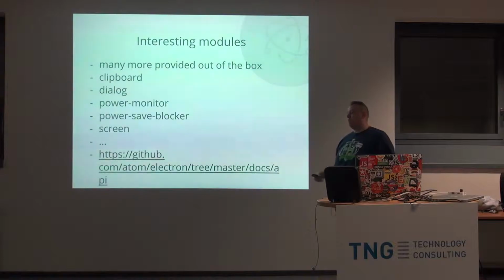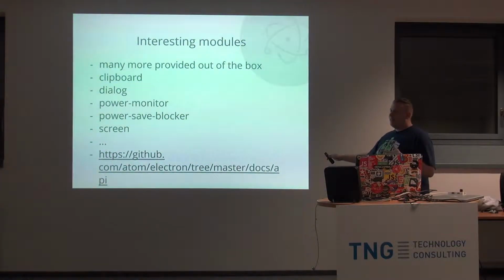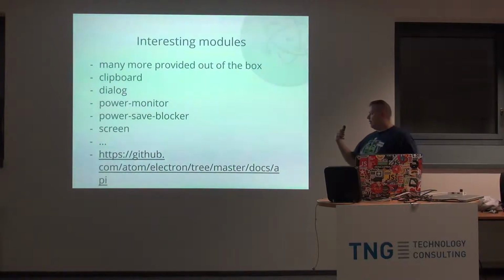You have this power save blocker, which just means don't put my computer to sleep. And you can make your own, like these little utilities like a Caffeinate or something where you just don't want your download to break off. Screen where you can see if another display has been connected or not, if you want to set your app to another screen, and so on and so on. Here's also a link to all the APIs, to the whole API that Electron provides you with.